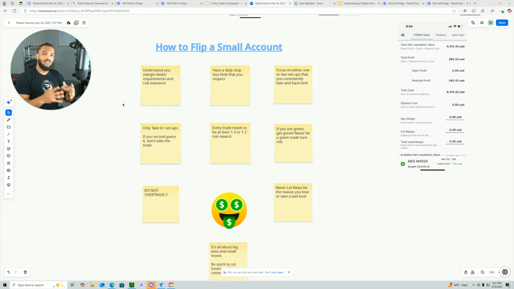Next, if you see green, get green. Never let a green trade turn red. So what do I mean by this? If you see green, say you're in the setup, you feel like you're up good, the number that you have on your screen you love, 9 times out of 10, you should probably take that money. Don't just keep going like, oh, maybe I need more. As soon as you see that number that is good enough, that you'll be happy to have, take your profit.